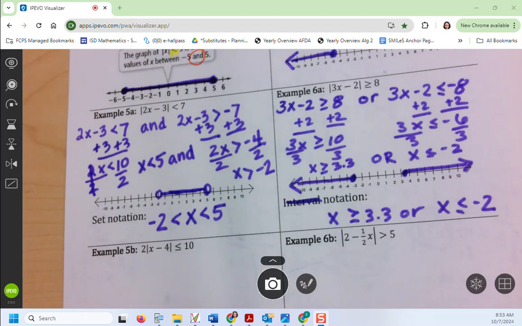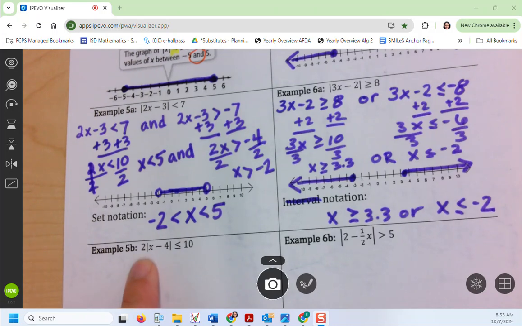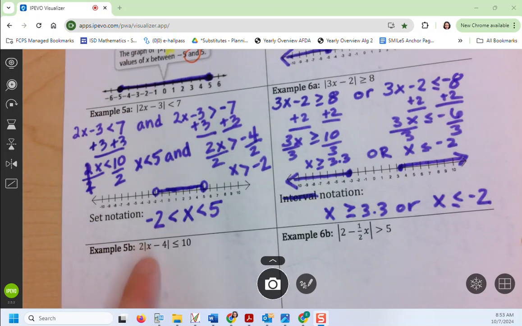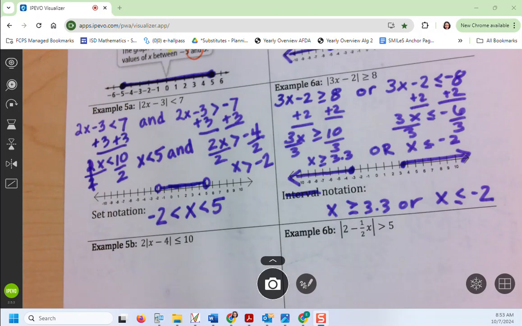In example 5, do you guys see how we have a number outside the absolute value? We have to isolate this absolute value.